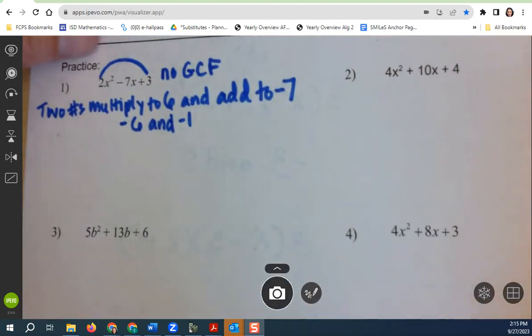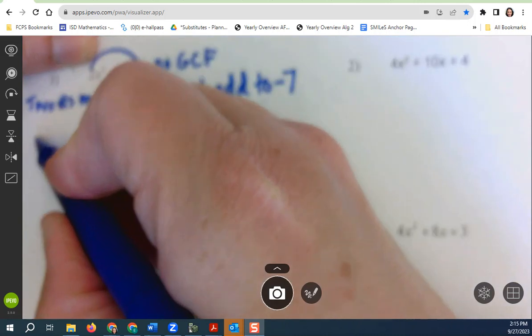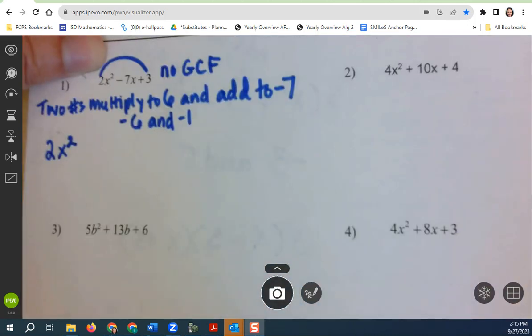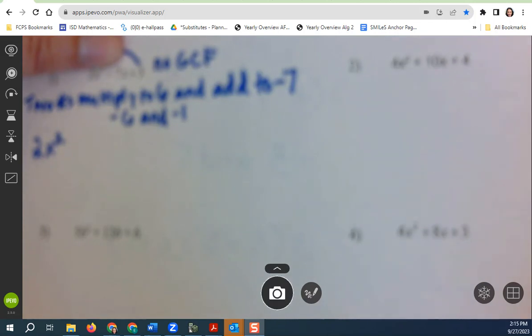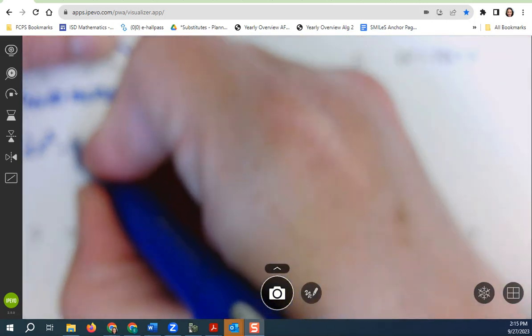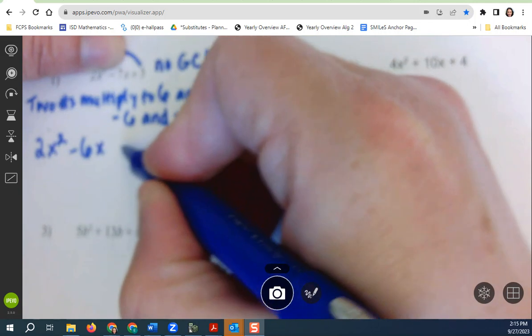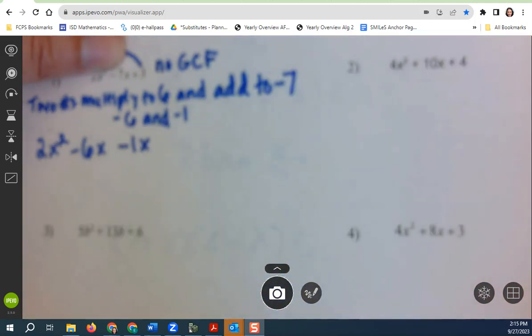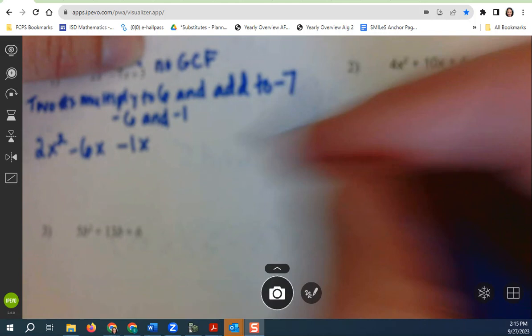All right, now we rewrite this. Bring down the 2x squared. Instead of writing -7x, we write -6x and -1x. That makes -7x, right? So we didn't change anything. We're just changing the way we write it. And then bring down the +3.